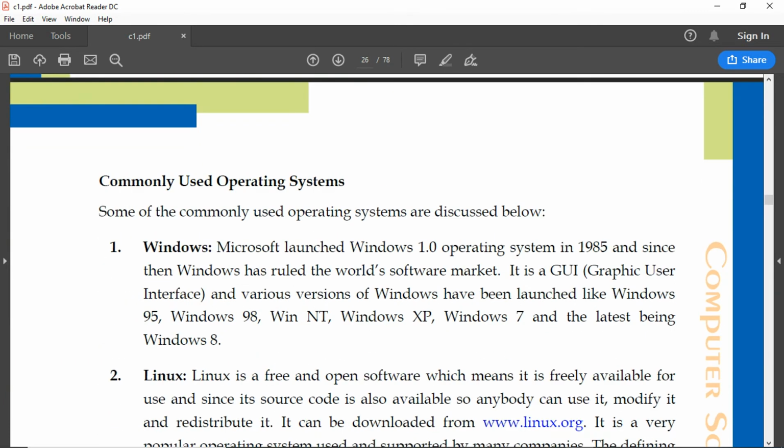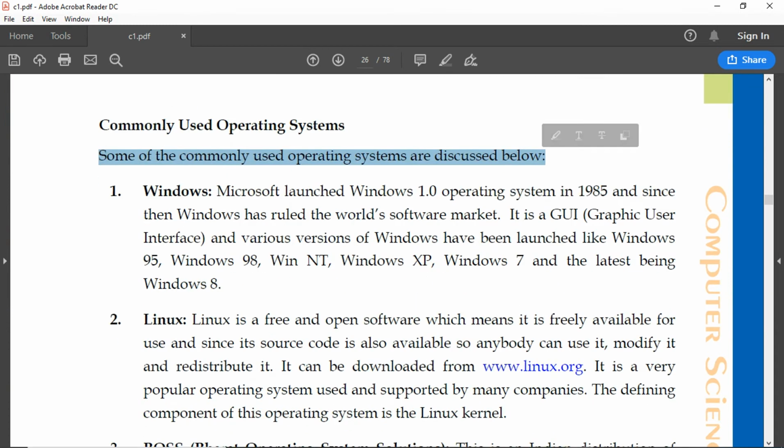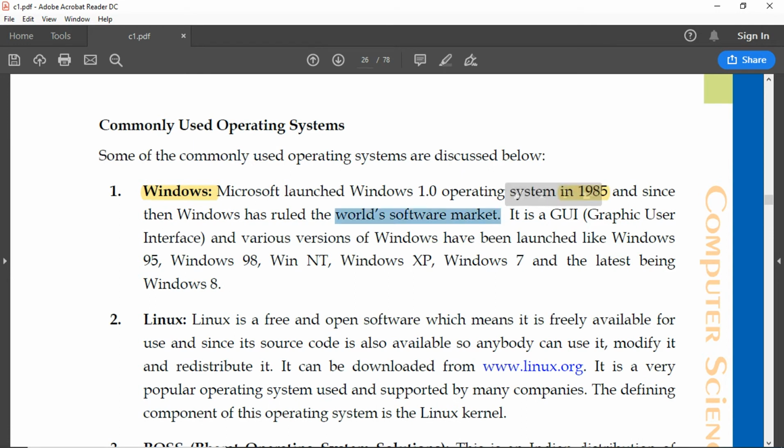Commonly used operating systems. Some of the commonly used operating systems are discussed below. 1. Windows. Microsoft launched the Windows 1.0 operating system in 1985 and since then Windows has ruled the world's software market. It is a GUI, graphic user interface, and various versions of Windows have been launched like Windows 95, Windows 98, WinNT, Windows XP, Windows 7 and the latest being Windows 8.